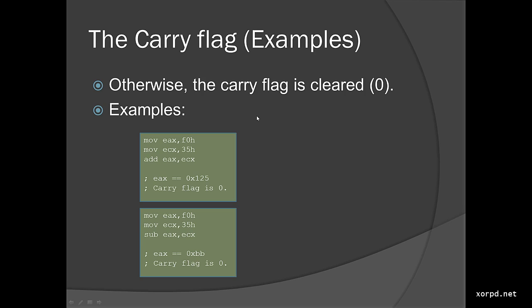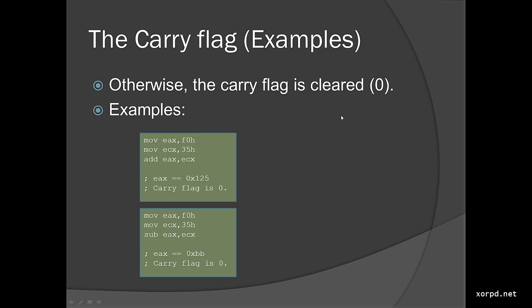Let's look at another example. This time, we have the same values inside EAX and ECX, but this time we subtract. We subtract EAX minus ECX. The result is going to be BB in base 16. And again, no wraparound has occurred. The result of this subtraction is pretty usual. We just did F0 minus 35, and this was the result. So again, the carry flag is 0.